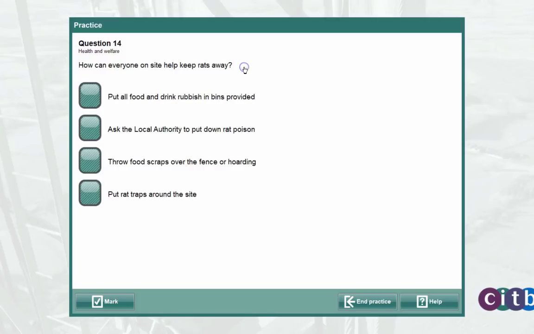How can everyone on site help keep rats away? Put all food and drink rubbish in bins provided. Ask the local authority to put down rat poison. Throw food scraps over the fence or hoarding. Put rat traps around the site.